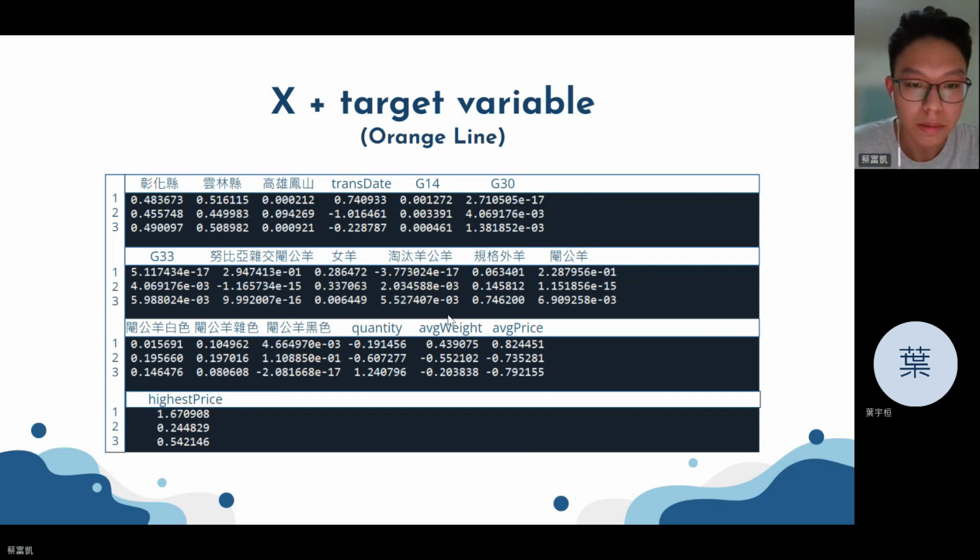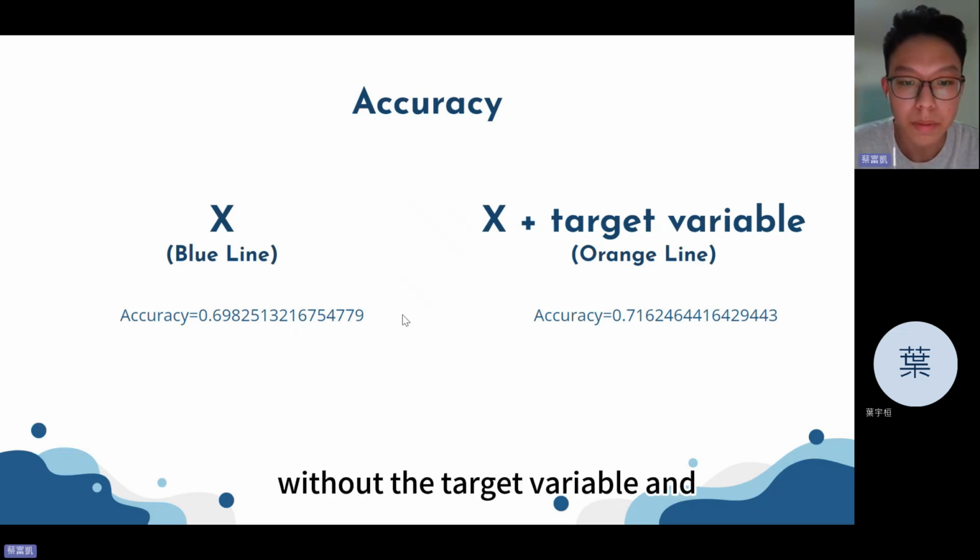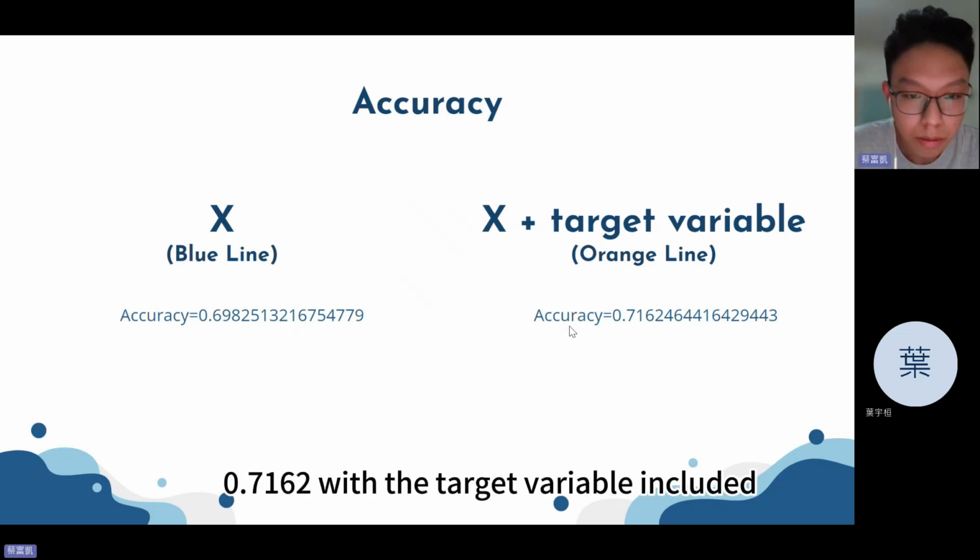Lastly, the accuracy rate is 0.6982 without the target variable and 0.7162 with the target variable included.